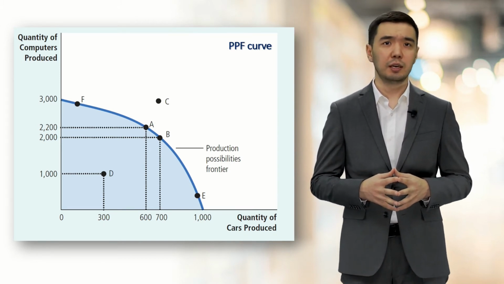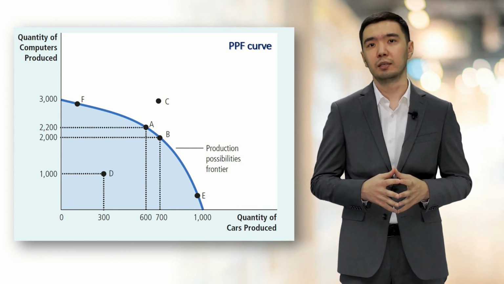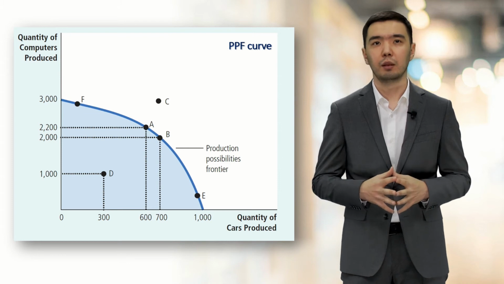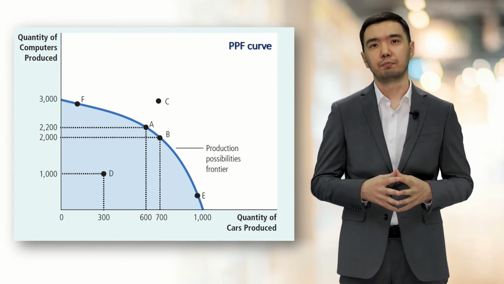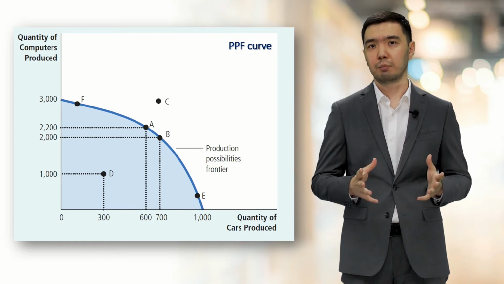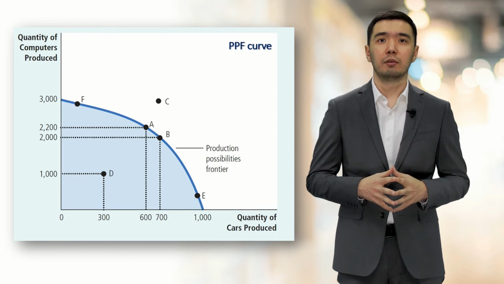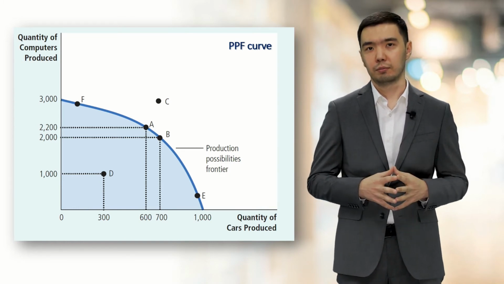An outcome is said to be efficient if the economy is getting all it can from the scarce resources it has available. Points on the curve represent efficient levels of production. When the economy is producing at such a point, say for example point A, there is no way to produce more of one good without producing less of the other.